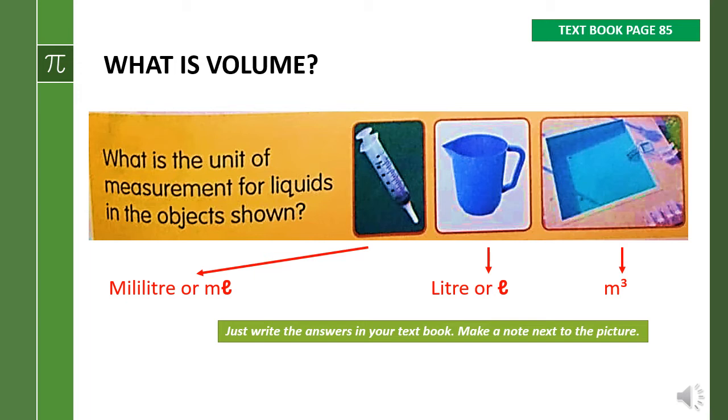Okay, so just write the answers in your textbook. Make a note next to the picture so you don't have to copy this down into your exercise book. Just make a note next to the picture.